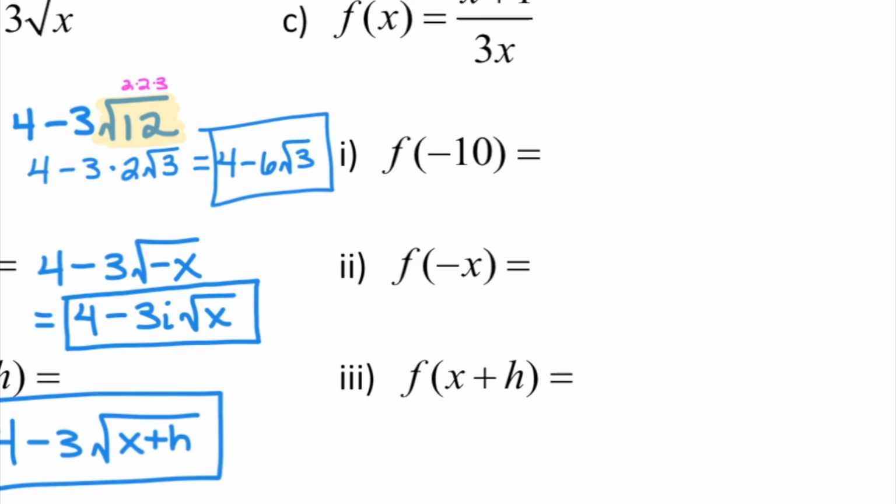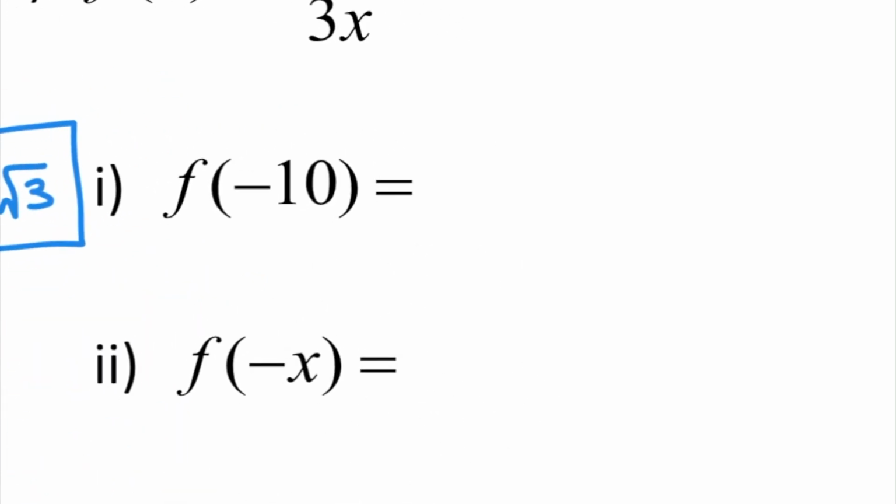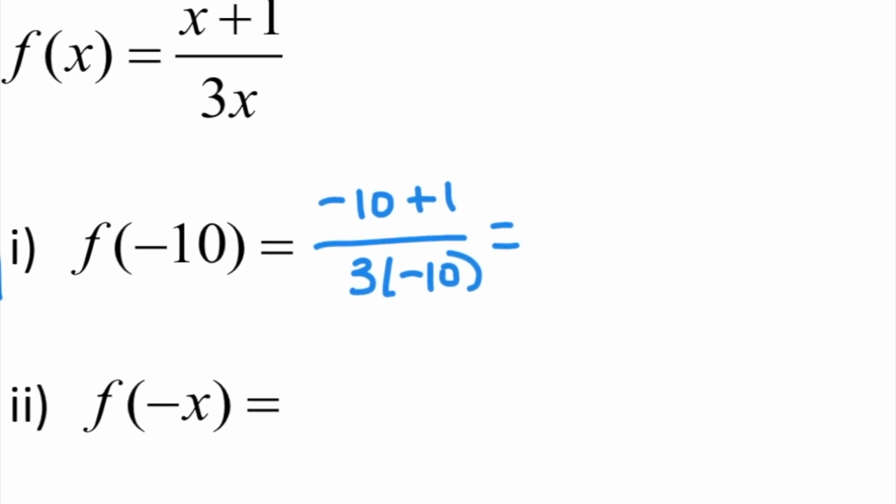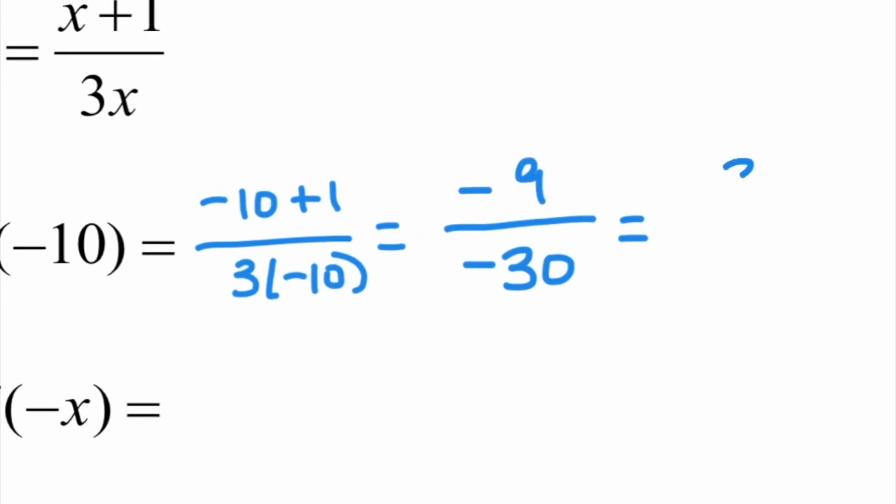And in letter C, part 1, I'm going to substitute negative 10. Negative 10 plus 1 is negative 9. 3 times negative 10 is negative 30. And that whole fraction simplifies to 3 over 10, and it's positive.